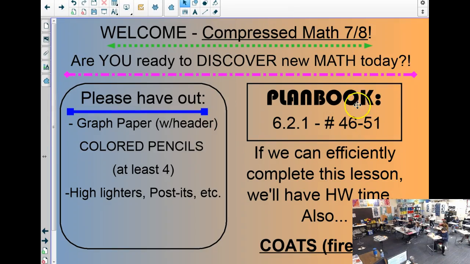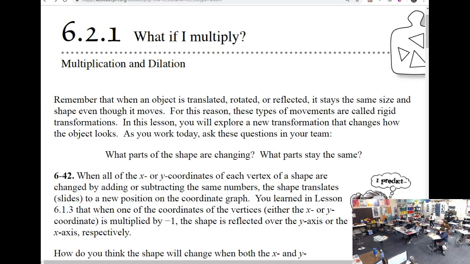Tonight's homework, again, not a big set, just 46 through 51, and you should have time to work on that at the end of class if we process through this material efficiently.